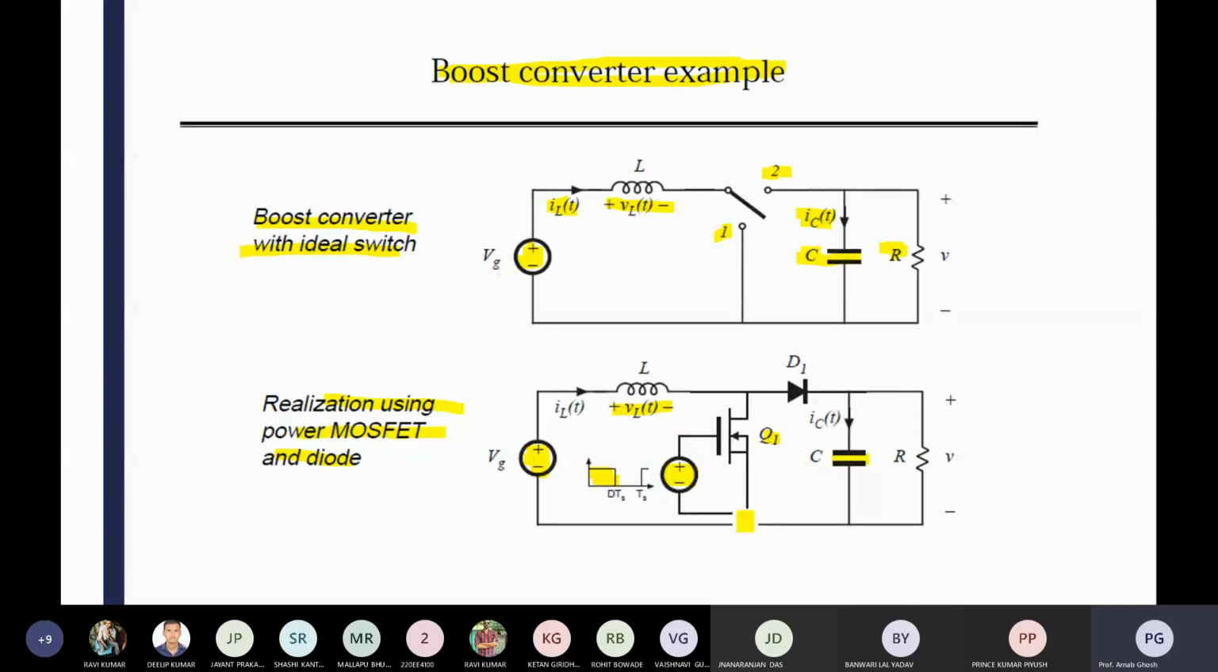In the second pulse, when the switch is off, it will be open circuited. So Vg plus VL will be fed to the load. The value across the inductor will be Vg minus V0. Since it is a boost converter, V0 is greater than Vg, so the negative half will have a magnitude more than the positive half.